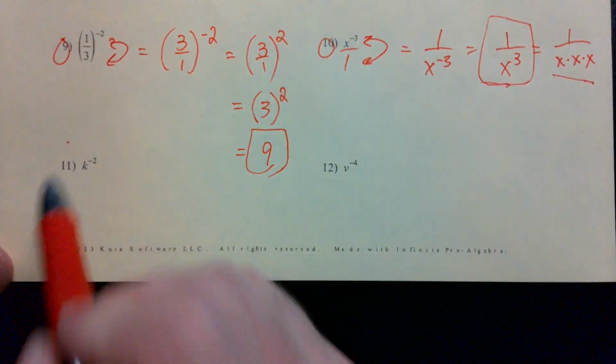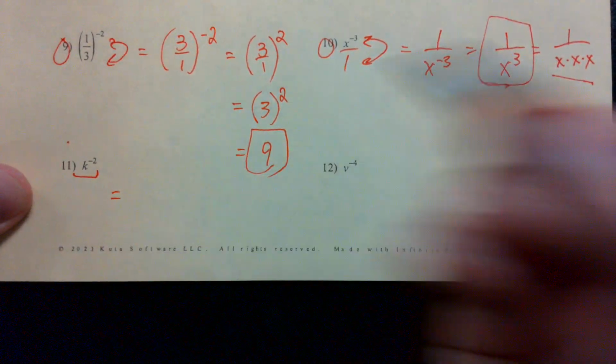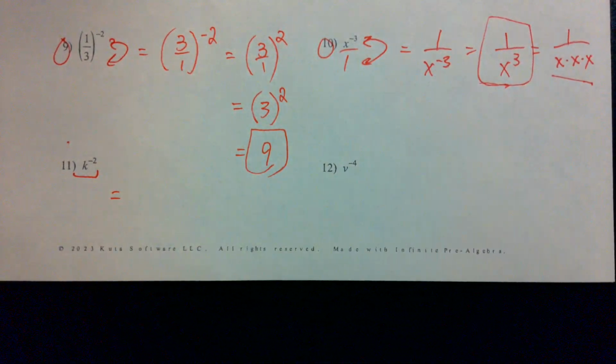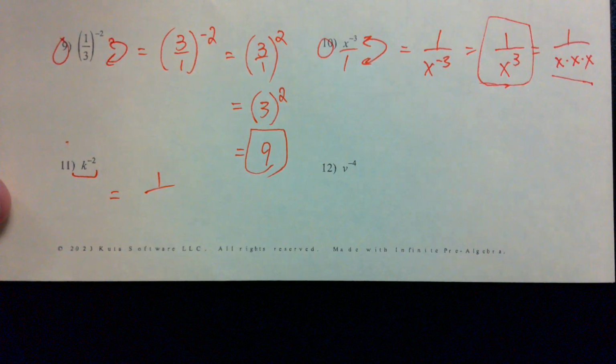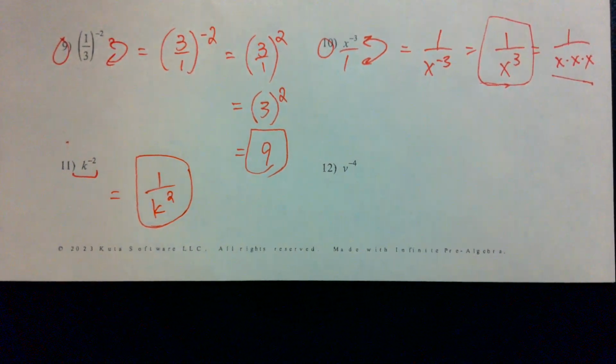What's my answer going to be for number 11? Skipping all the steps, and we just follow that pattern. What's my answer here going to be? There's going to be a 1 on top. That's right, 1 over k to the positive 2. We put it over 1, flipped it, made the exponent positive, all in one step.